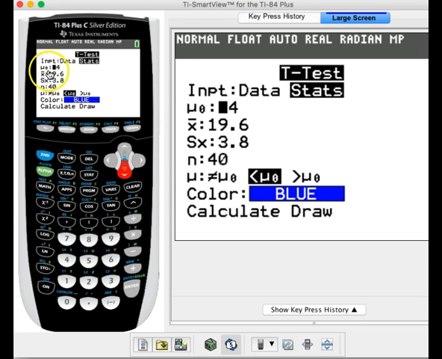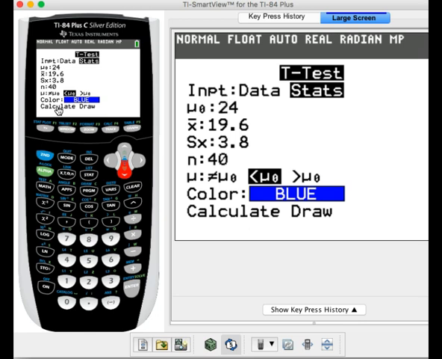So mu sub 0 is whatever number is part of the claim and part of your null and alternative hypotheses. So in this case, it's 24, since our claim is that mu is less than 24. So enter that in mu sub 0. Then we will enter the other statistics that we were given. So in this case, we have our x bar, which is the sample mean, our Sx, which is the sample standard deviation. And so we just enter all of that information that they give us.